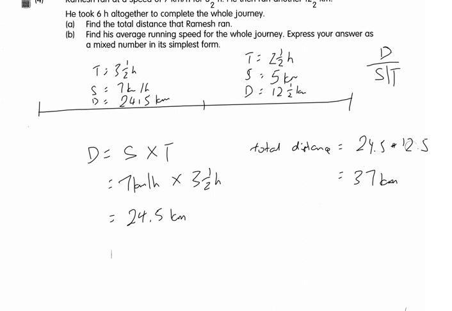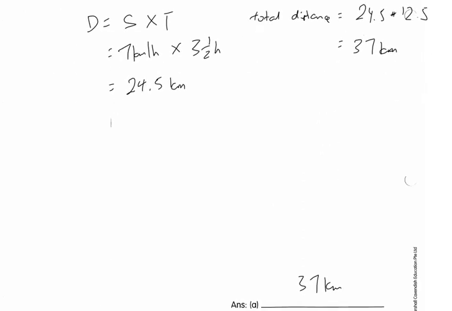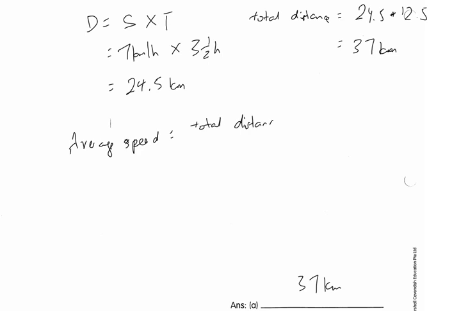km per hour. Okay, so take note again, average running speed is not 7 plus 5 divided by 2. That's wrong. Average running speed is not 7 plus 5 divided by 2. So how do I find the average running speed? Gabriel. Average speed equals total distance. Please write down the formula for me when you're doing your practice.